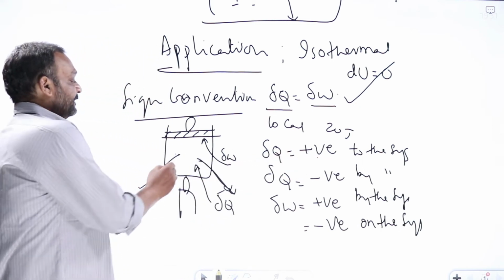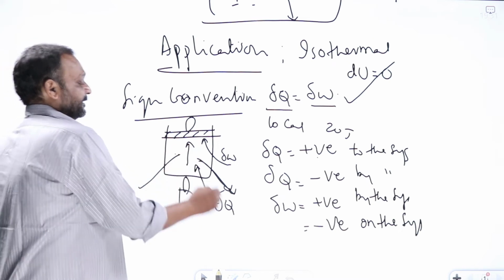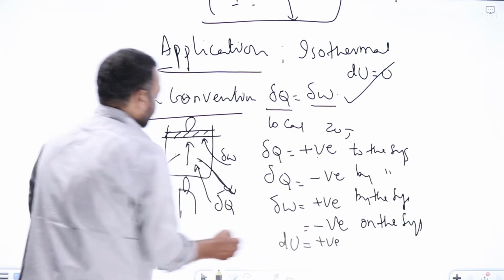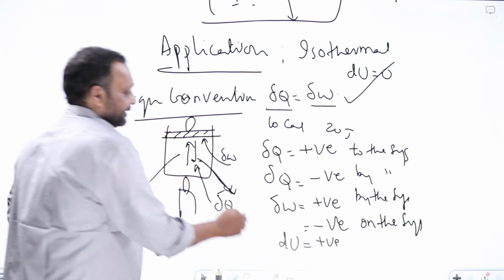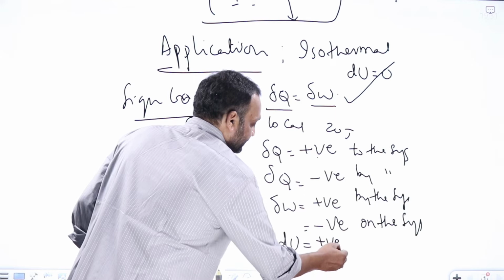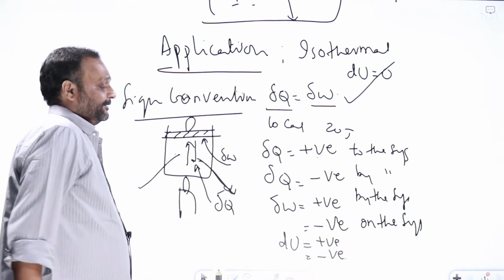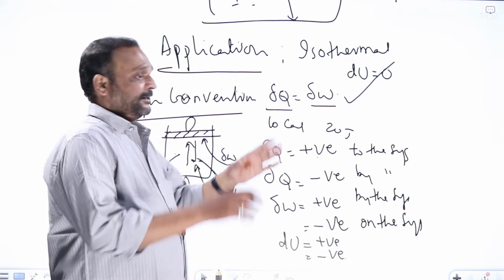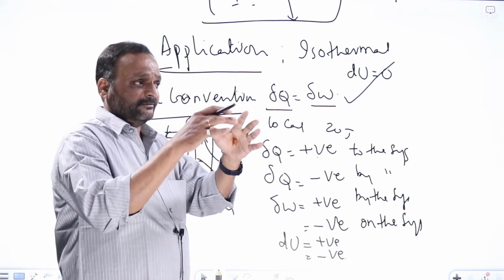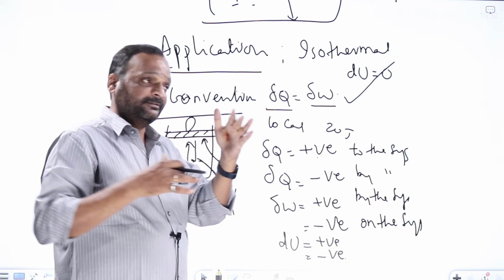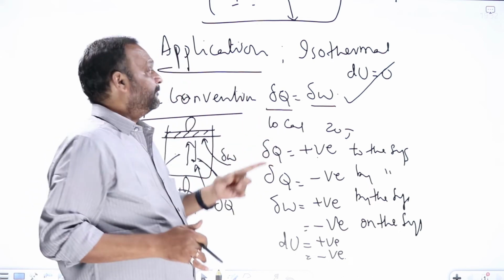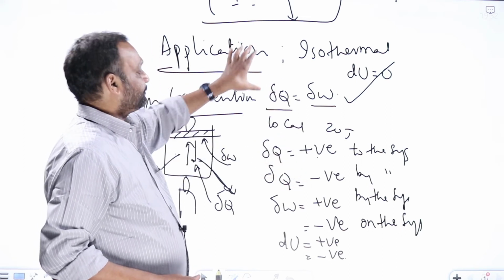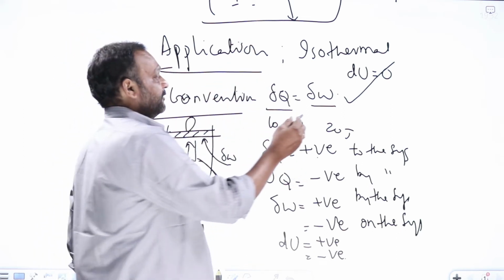Next one, whenever internal energy of the gas increases, dU is taken as positive. Whenever internal energy of the gas decreases, dU is taken as negative. Okay, these are the things we should keep in mind in applying first law of thermodynamics. You see whether work is done by the gas or on the gas, whether heat is going into the system or coming out of the system. Depending on that you have to substitute positive negative values in the first law of thermodynamics.